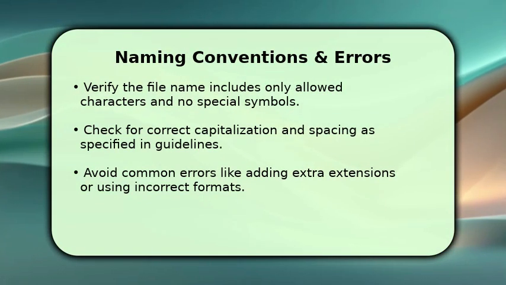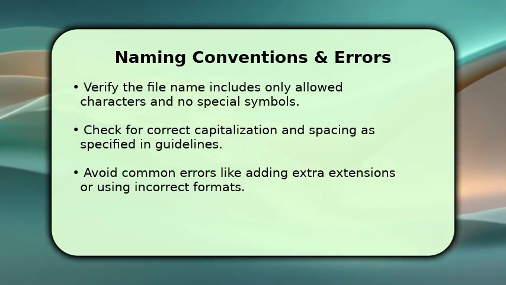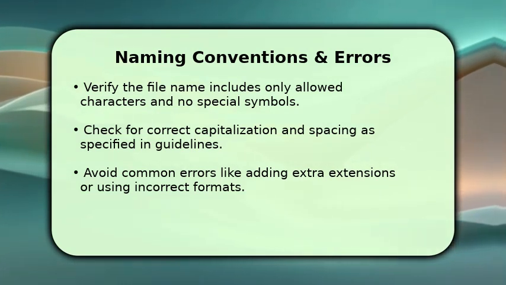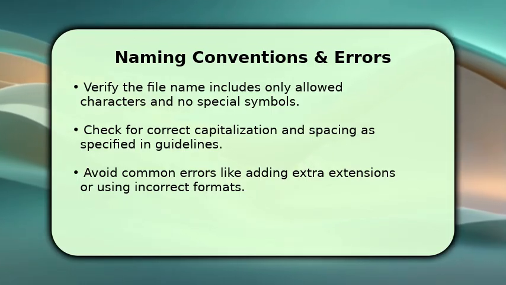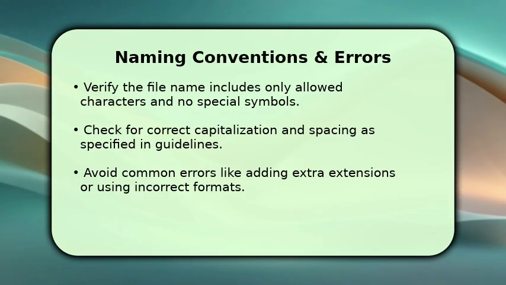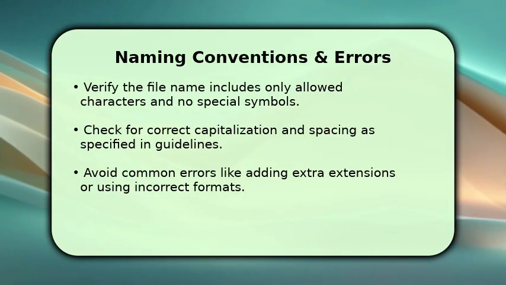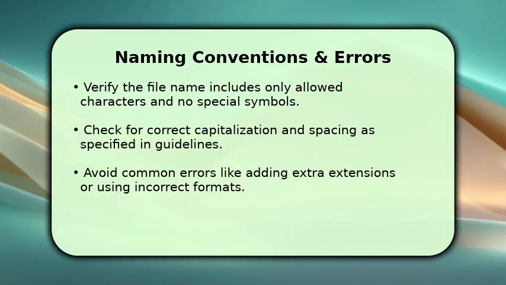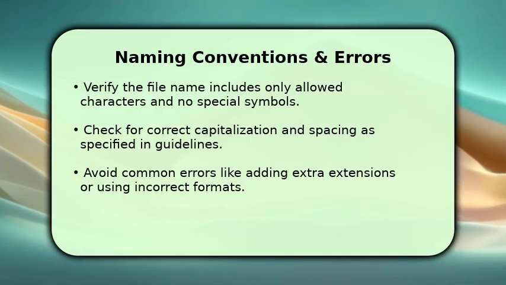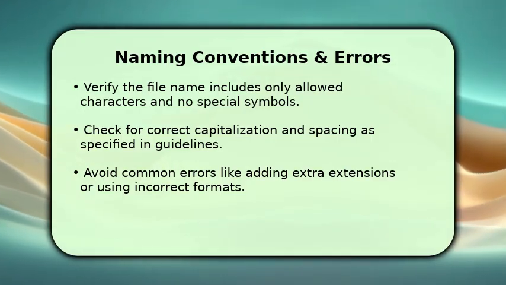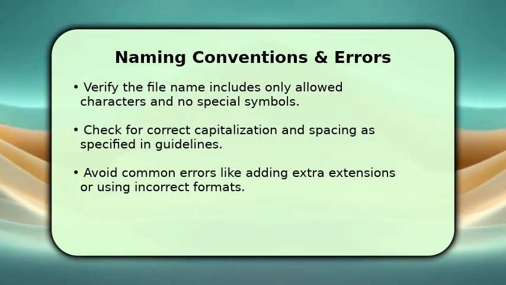When renaming, pay close attention to the specific naming conventions provided by CUET-UG. This often includes details about capitalization, spacing, and allowed characters. For instance, some systems do not permit special symbols like asterisks or ampersands. Double-check that you haven't accidentally added an extra file extension, such as PDF, which can cause upload issues. Adhering strictly to these guidelines will prevent common submission errors.